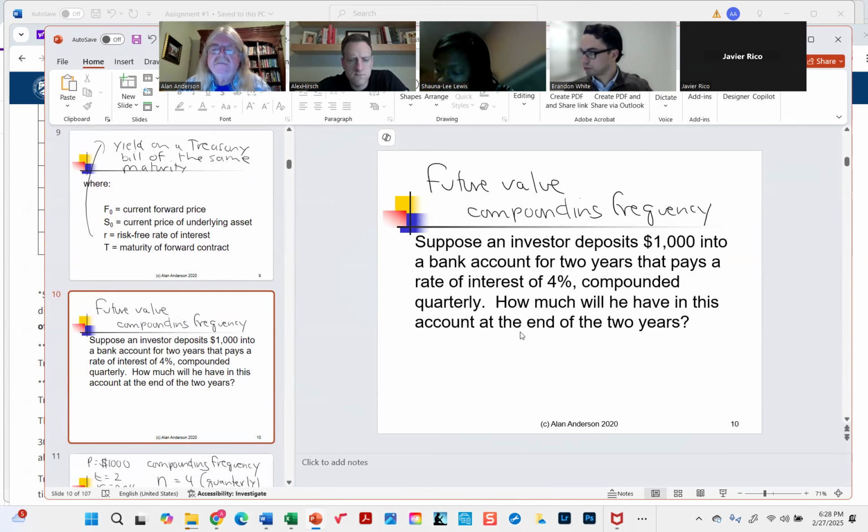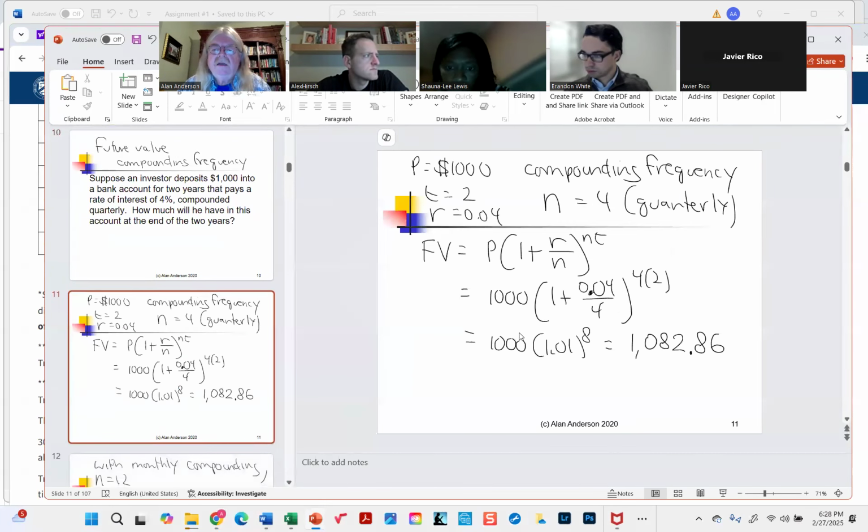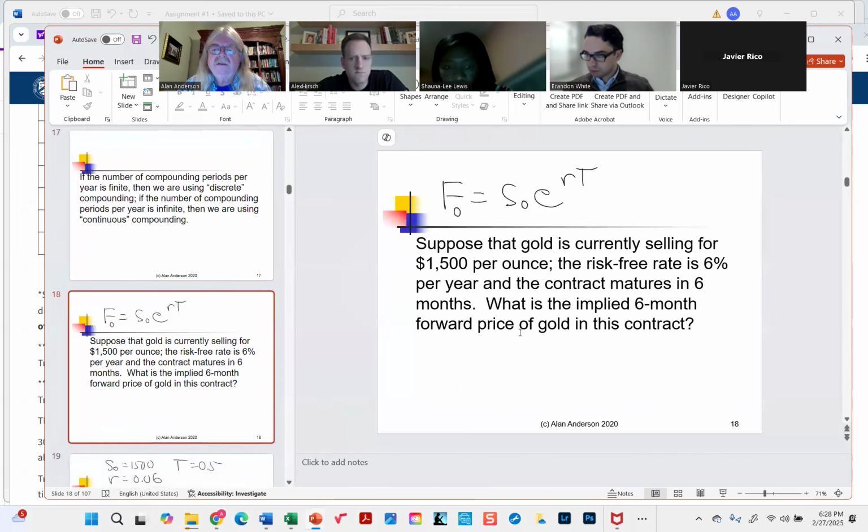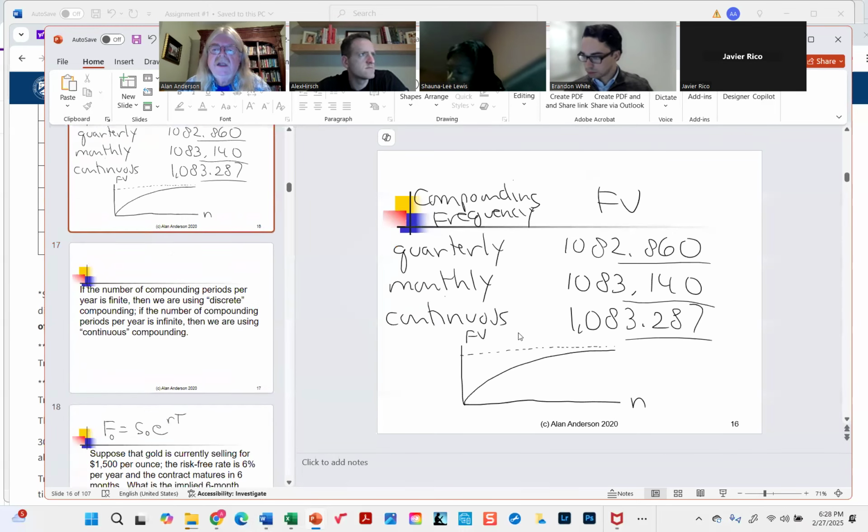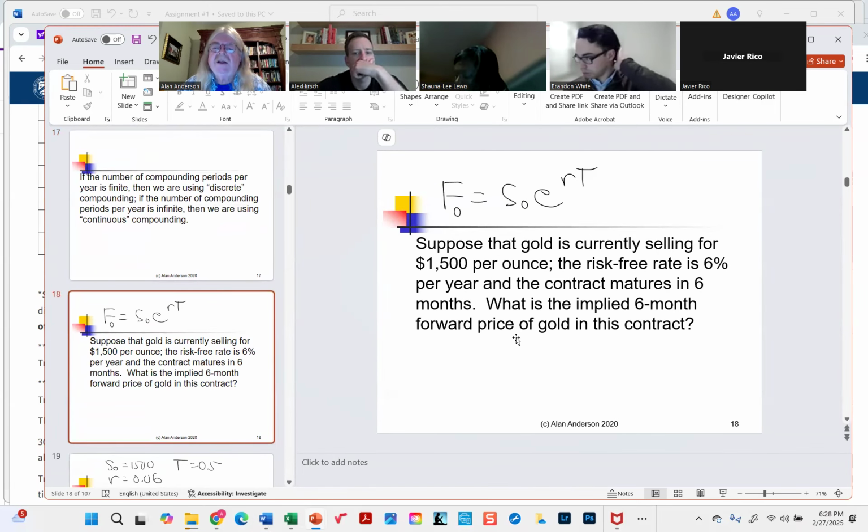So let me jump ahead a little bit here. Okay, here we go. We have gold. Let's say gold is currently selling for $1,500 an ounce, and we're interested in entering into a 6-month forward contract to buy gold. At the moment, the 6-month treasury bill yield is 6%. What is the forward price of this contract? So how would you do this on your calculator? First of all, you're solving for this.